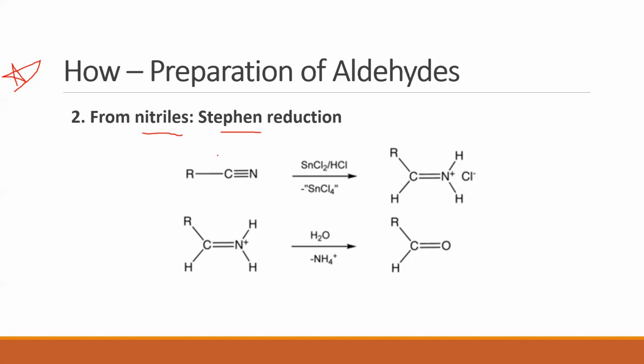So what is Stephen's reduction? I want you to observe the reaction carefully. So what are we doing? I'm taking an RCN, which is nothing but a nitrile. To this RCN, I am adding tin chloride in the presence of HCl. Now look at what's happening here. To nitrogen, I have H, H, and Cl forming a complex.